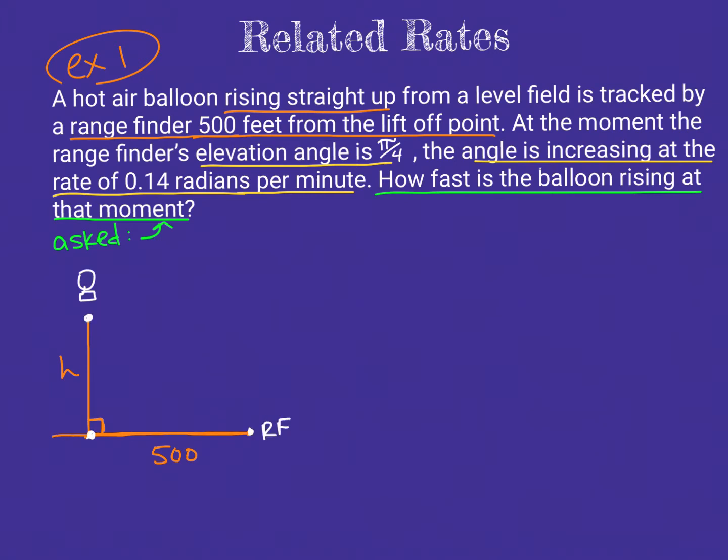Then we're also talking about an angle. I don't want to actually write in pi over 4 or 0.14 because that's talking about an exact moment, and so those are not constants like the 500 is. Instead, I'm going to use variables because those are things that are changing.